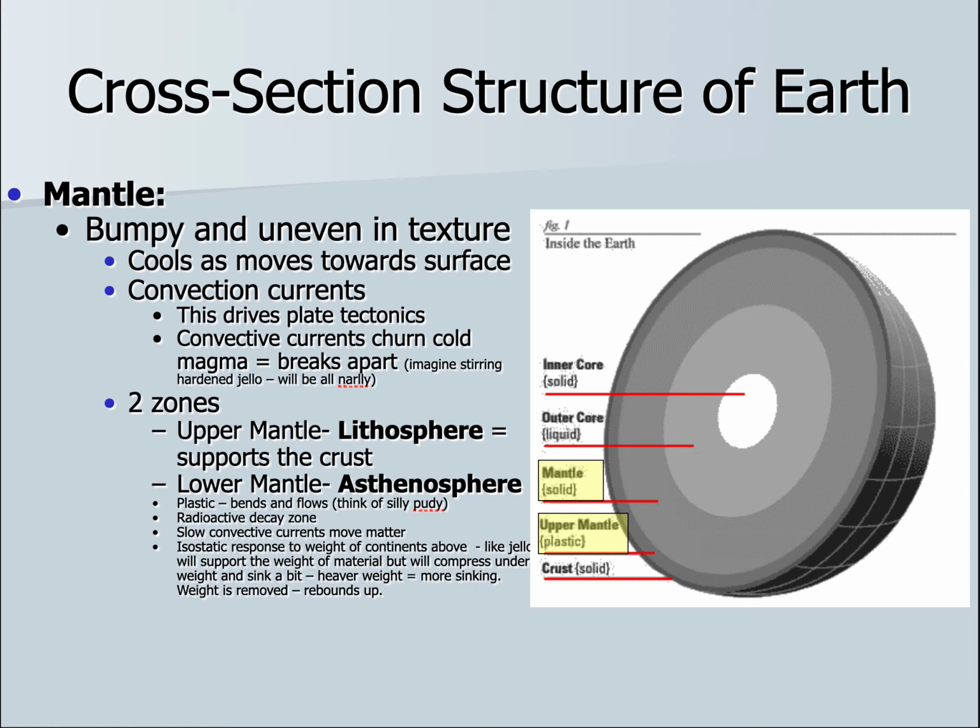Next zone of our planet is this middle zone known as the mantle. And as I said, the mantle has two zones, a lithosphere and an asthenosphere. And it is in the asthenosphere where all the action happens, where everything that is going to make up the surface of our Earth is generated from.